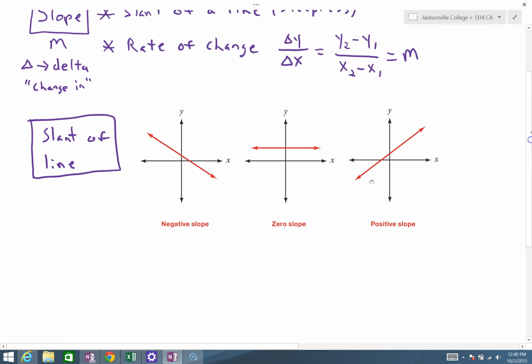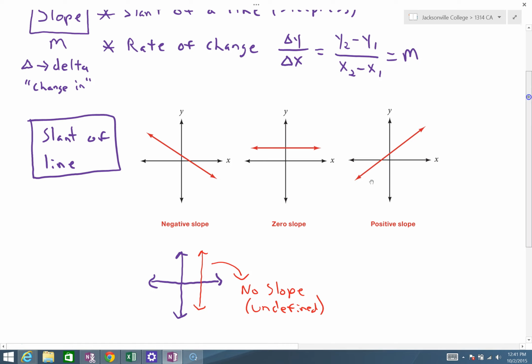One last slope that we talk about is no slope or undefined. If the line is vertical, so draw yourself one more x and y axis, and now I'm going to draw a vertical line. If the line is vertical, here we say no slope, not 0, but no slope, or undefined. And we will see why using the slope formula shortly.